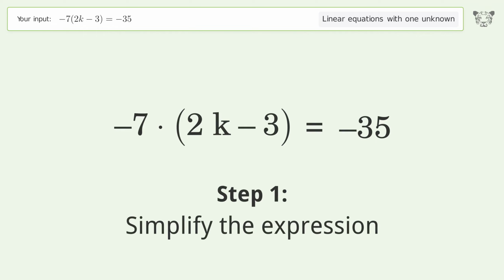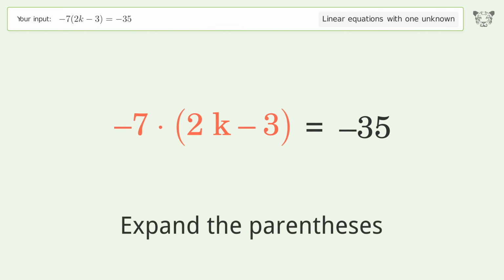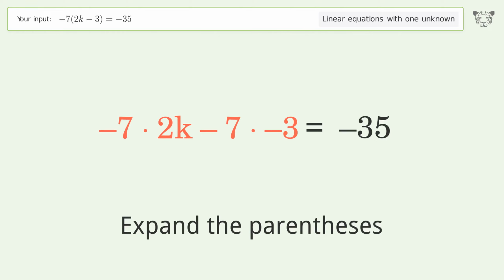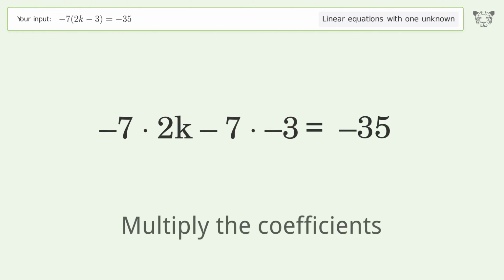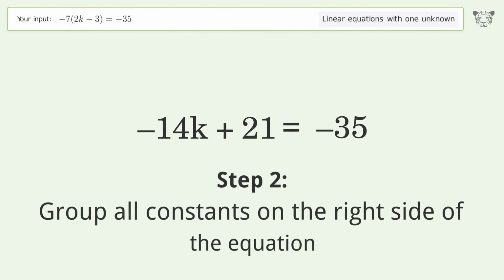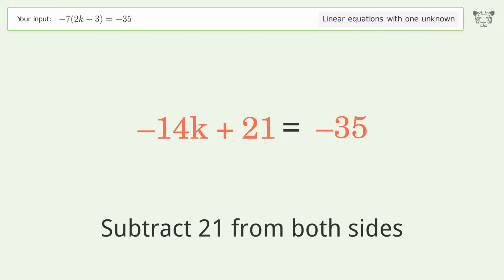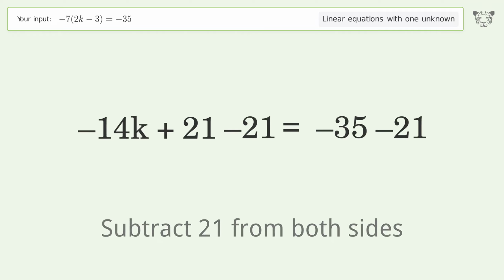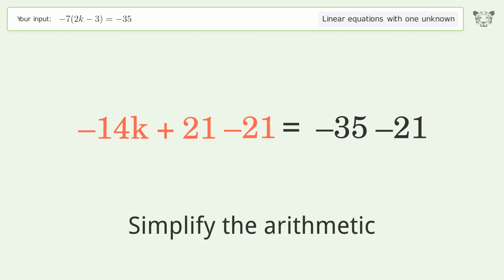Simplify the expression. Expand the parentheses. Multiply the coefficients. Simplify the arithmetic. Group all constants on the right side of the equation. Subtract 21 from both sides. Simplify the arithmetic.